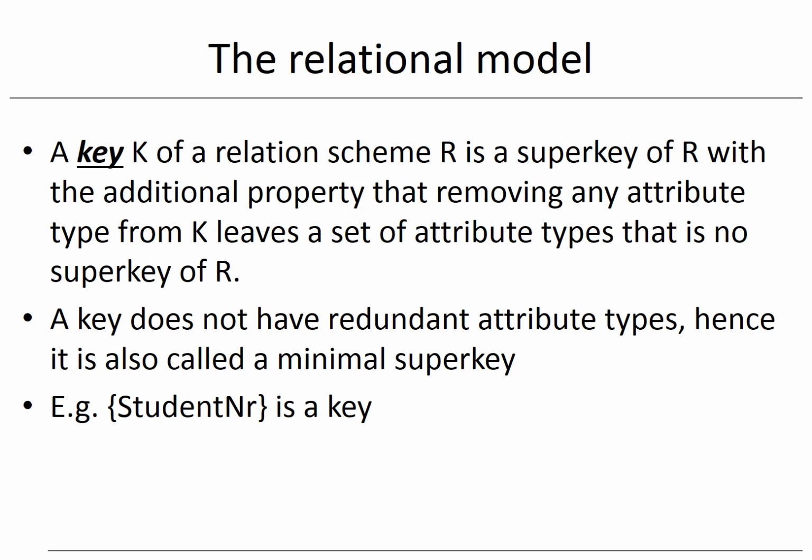A key K of a relation scheme R is a superkey of R with the additional property that removing any attribute type from K leaves a set of attribute types that is no superkey of R. Hence, a key does not have any redundant attribute types and is also called a minimal superkey. For a student relation, student number is a key.